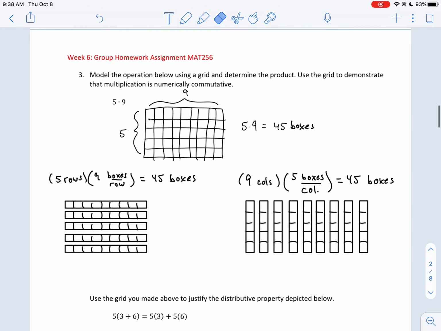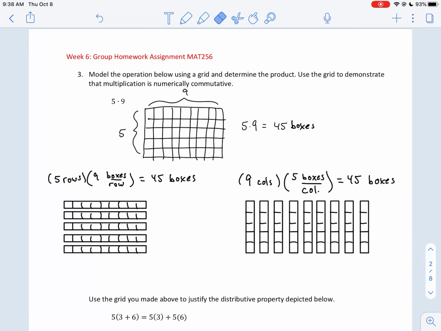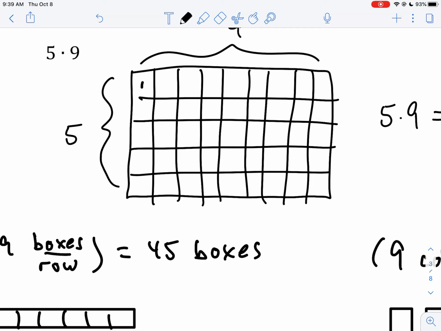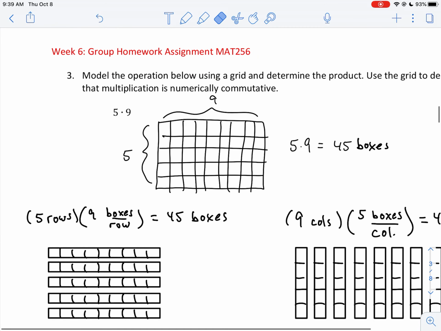Number 3, model the operation below using a grid and determine the product. So I interpreted the 5 as the number of rows and the 9 as the number of columns and made this grid. And if you were to count them out, if you zoom in here and just start counting, 1, 2, 3, etc., you would get up to 45. And so we have 45 little boxes in there.